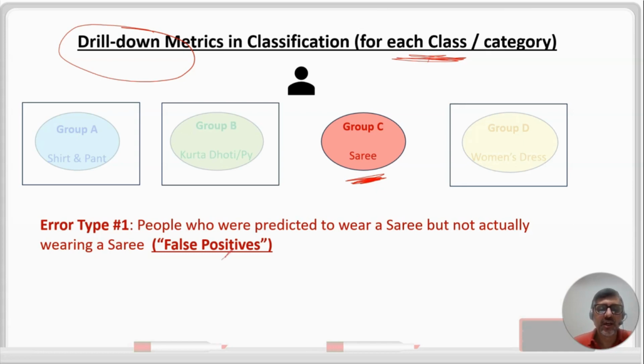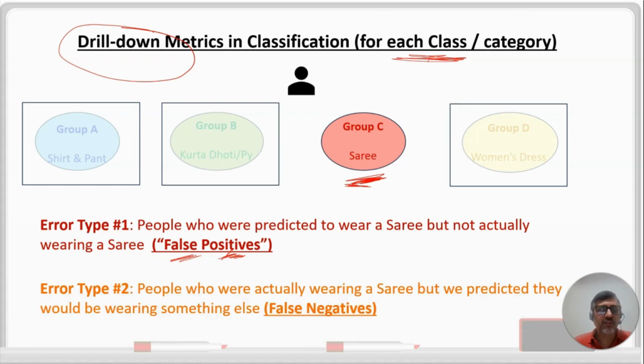Positives because in the context of this particular focus group, we said that these cases were positive. We said they were positives, but it turned out to be false. Therefore false positives.